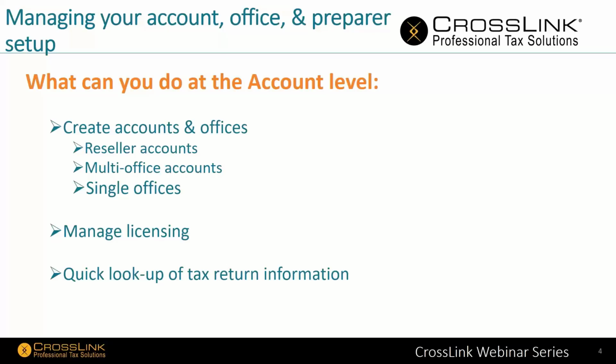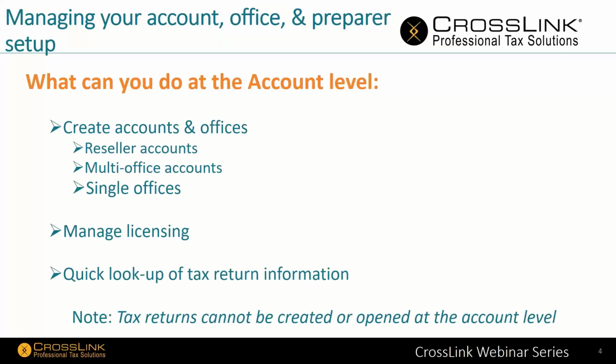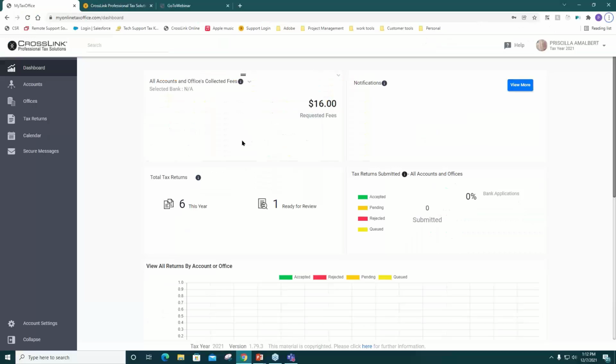Also at the account level, you can look up quick tax return information. It is a collection point where you can see all the different tax returns underneath your account level from all different offices. But just note that we would not be able to create tax returns or open a tax return at the account level. I'm going to quickly toggle back in, and I'm going to show you exactly how that looks.